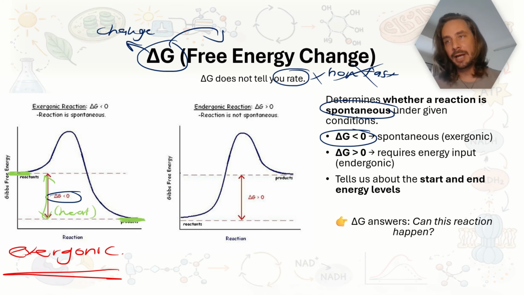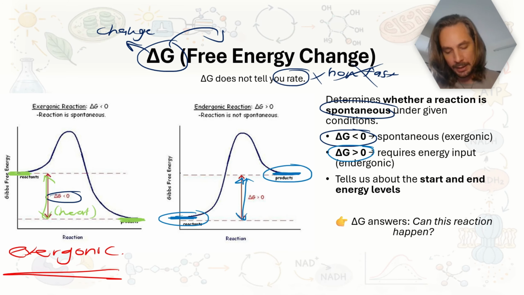The other type of reaction is where the free energy change is greater than 0. Here we can see that the reactants have less energy than the products. So the products end up with more energy than the reactants, meaning that we required energy to do that. And this is endergonic.